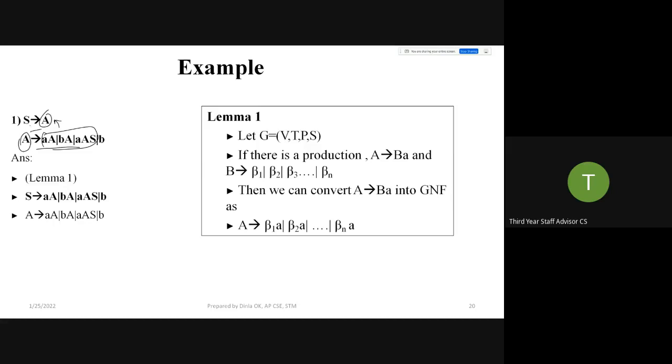If we have a production of the form S implies A and A implies some term, we can replace A with the term on the right hand side. So our production will become S implies AA, BA, AAS or B. Here, whatever the term of A is will go here. So we will have A implies AA, BA, AAS or B.